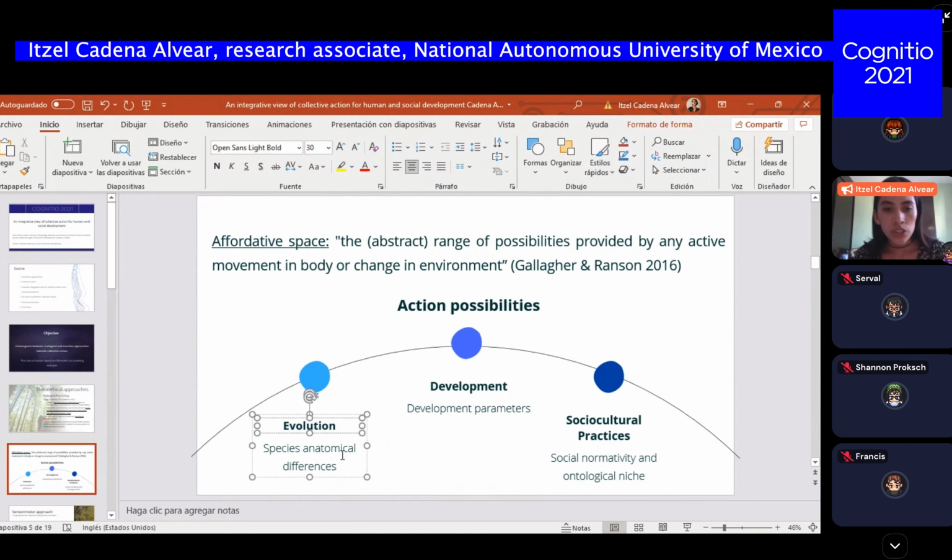First, the evolution, that is the species' anatomical differences. Then is the development, that involves the developmental parameters along the life cycle of the living organism. And then are the sociocultural practices that involve the social normativity and the ontological niche. So these dimensions will enable and constrain the individual's action possibilities.